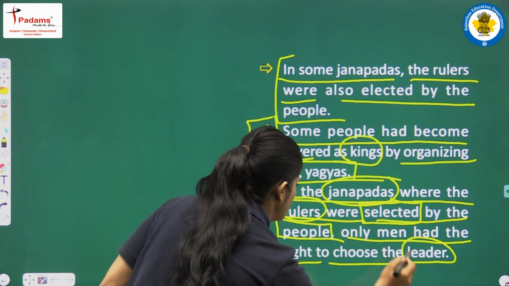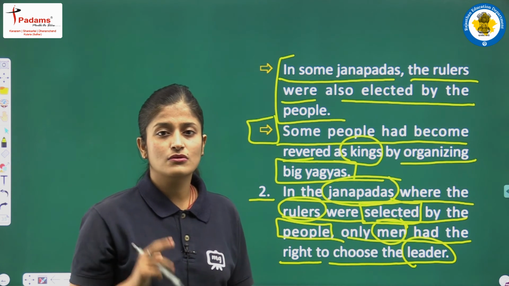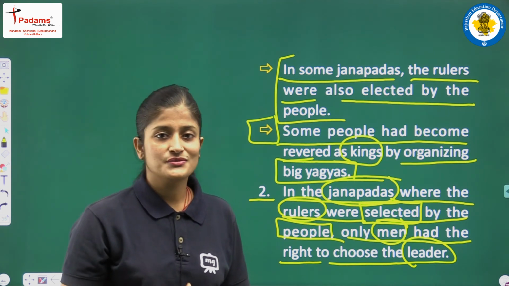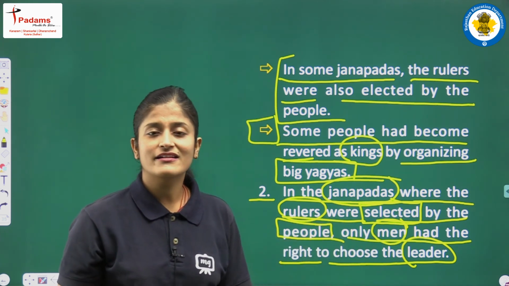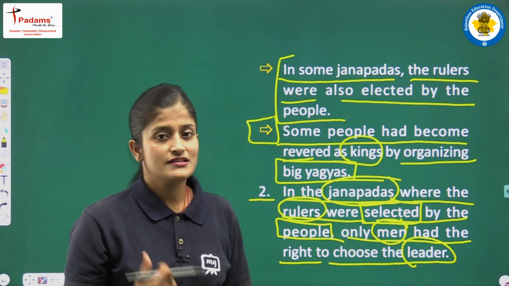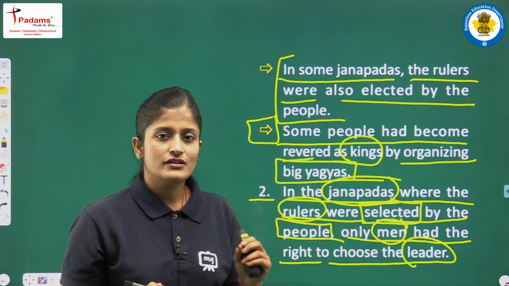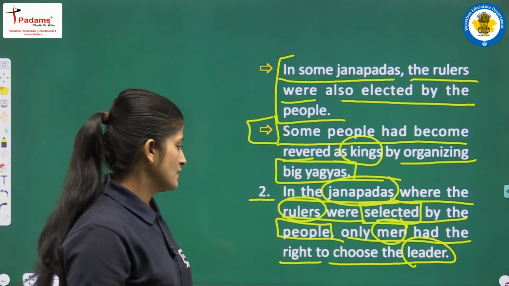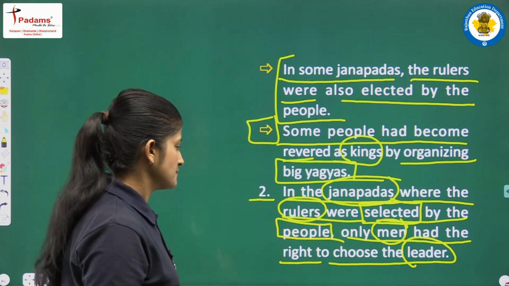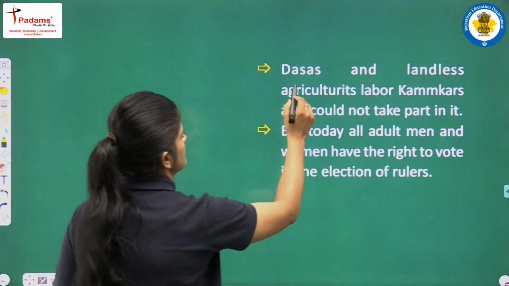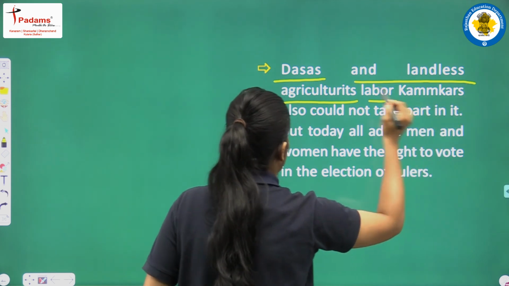Only men had the right to choose the leader. वहाँ पे women को, slaves को, maids को, servants को और जो शूद्रास थे उन्हें वोट कास्ट करने या चूज़ करने का राइट नहीं था. उस समय वोटिंग वैसे नहीं होती थी जैसे आज होती है, but yes, they elect their leaders but the right was only given to the men. Okay, so women and slaves were excluded from the right of choosing the leader.